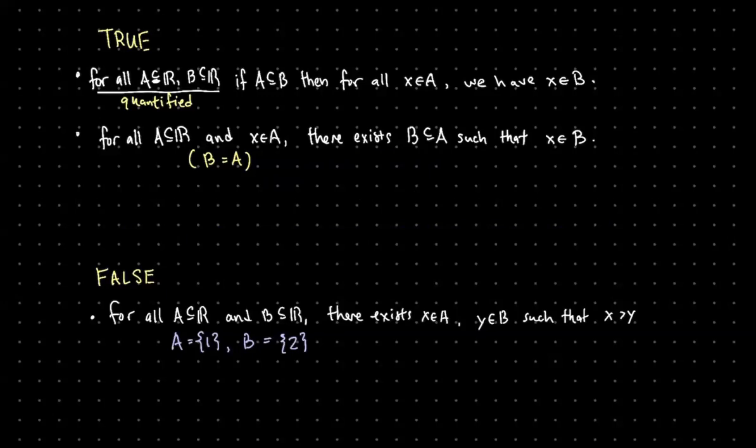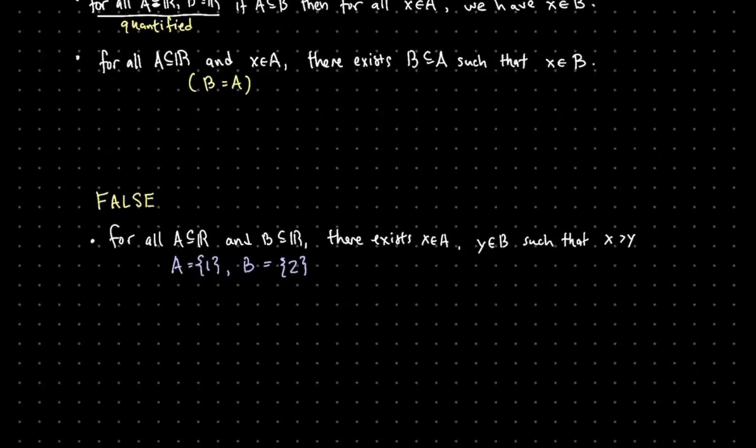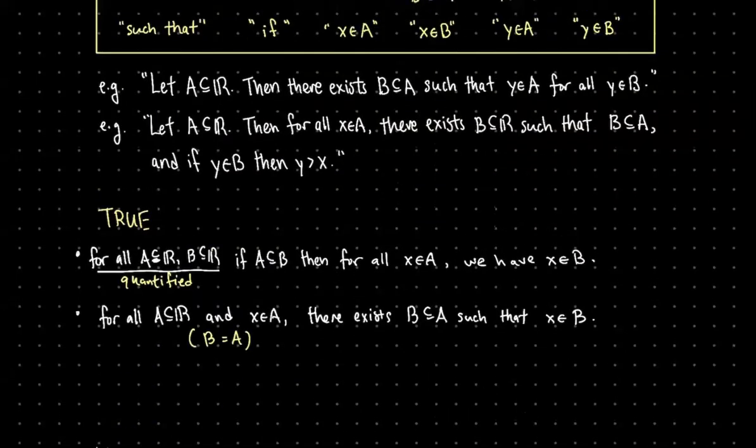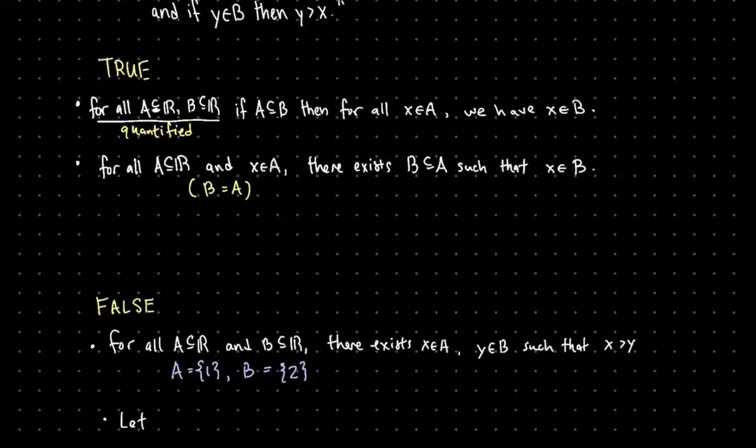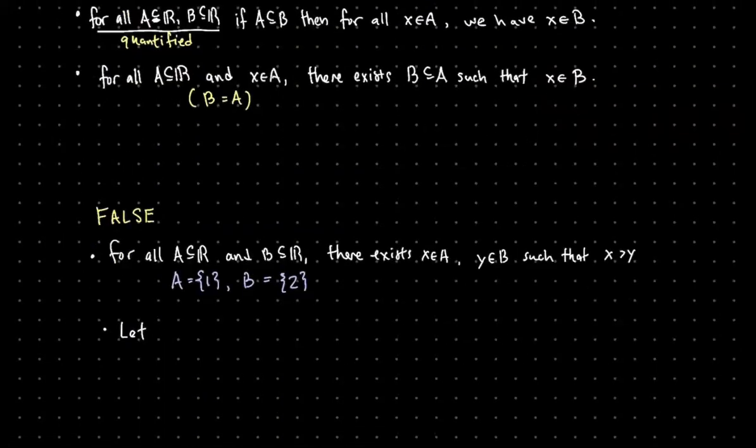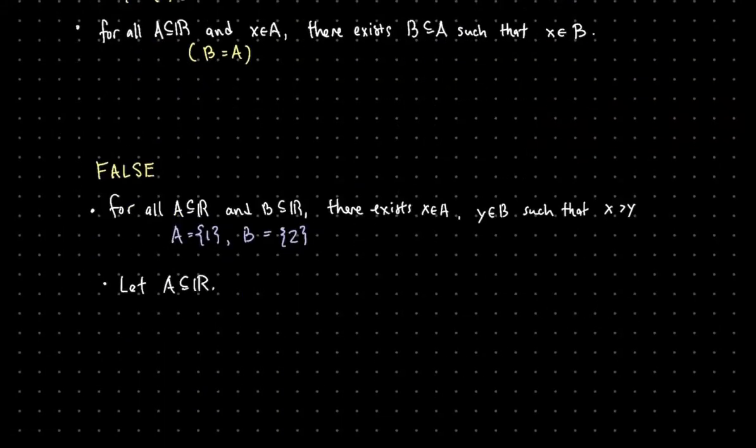Okay, one more. Let A be a subset of R. Then for all X an element of A, if B is a subset of A, then X is in B. That's definitely not true. That's definitely false.